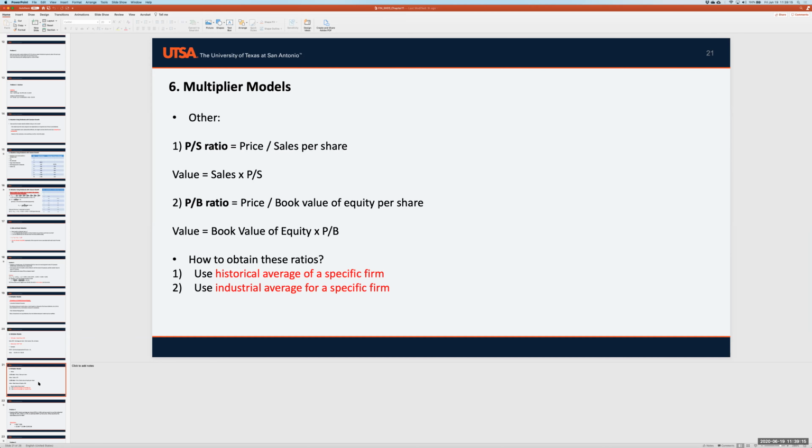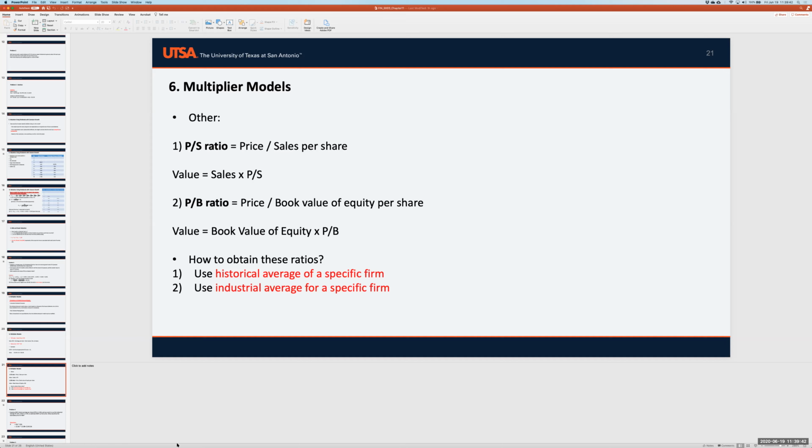And we have not only the PE ratio, we have different ratios. The PS ratio, the PB ratio. The PS ratio is the price over sales per share. The PB ratio is the price over book value of equity per share. Same logic, you can find the industry average, and the PS ratio will be given. And based on the PS ratio or PB ratio or PE ratio, you could calculate the value of the company.